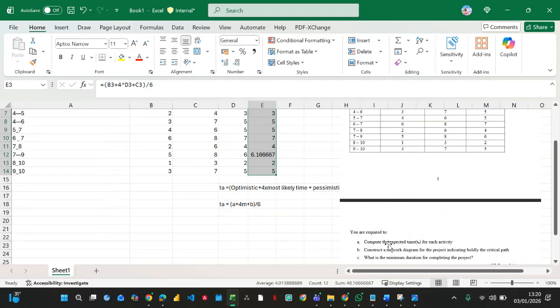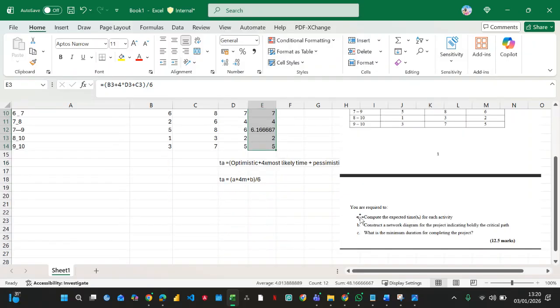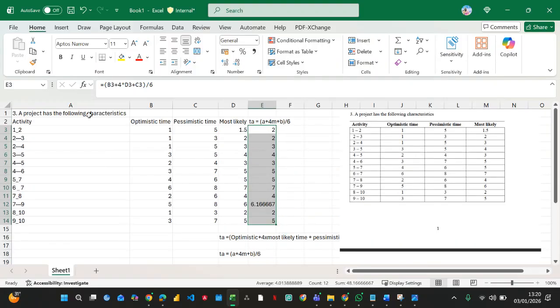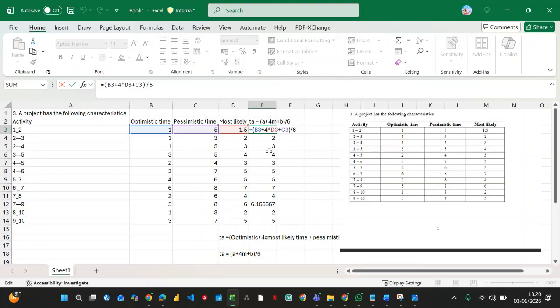For compute the expected time for each activity, you have done that already. This is the answer for that. This number one A, this number four A. Compute the expected time for each activity. Activity one, the expected time for it is 2. Look at the formula. I use this formula here. Now, if you are doing it on the system or the paper, it's because I use Excel. So when I put the formula here, I just fill the formula and it's giving the values.